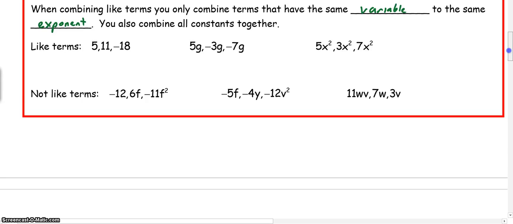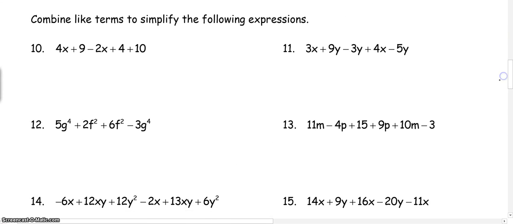So let's practice combining like terms. You're going to add and subtract things that are alike. So in number 10, 4x and negative 2x are like terms because they both have x's. So I'm going to do 4 minus 2, which gets me 2x. Then I'm going to look at what's left. I have 9, 4, and 10. Those are all constants because they do not have a variable with them. They're like terms, so I'm going to add them. 9 plus 4 is 13, plus 10 gets us 23.